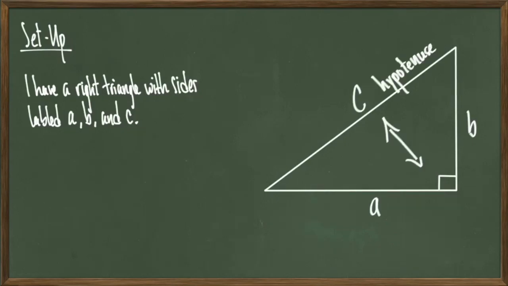C is incidentally the longest side of the triangle, and we give it a special name. We call it the hypotenuse. So whenever you hear the word hypotenuse, it refers to the longest side of a right triangle, and this is always the side that sits across from the right angle.